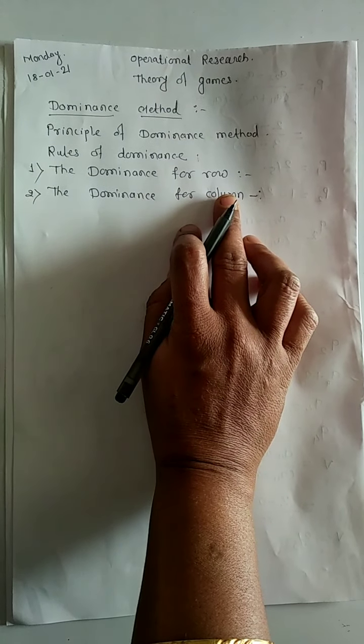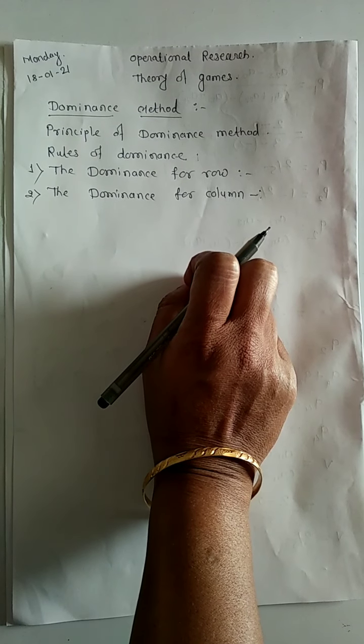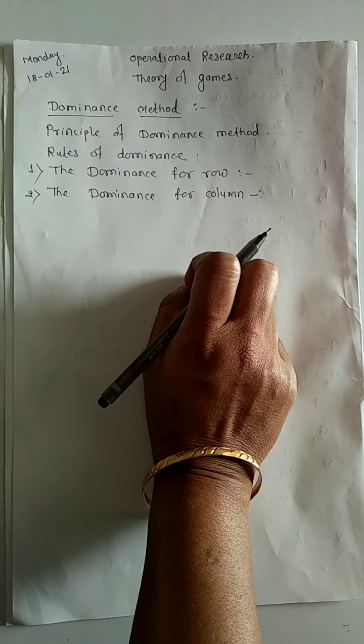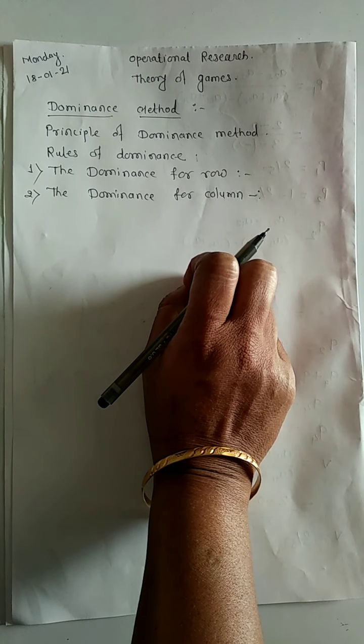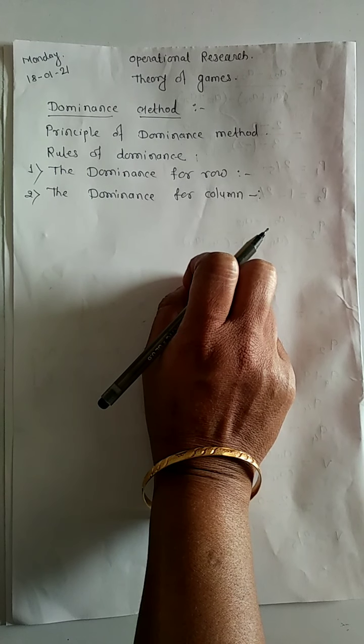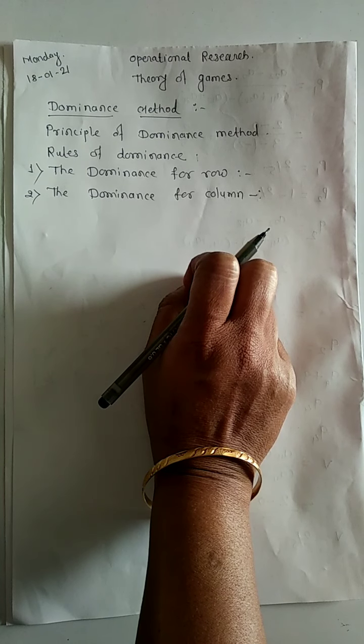If all the elements in the ith row of the payoff matrix are less than or equal to the corresponding elements of the jth row, then player A will never choose the ith strategy; it is dominated by the jth strategy. It means the row which contains smaller elements than the other row, that row is deleted.